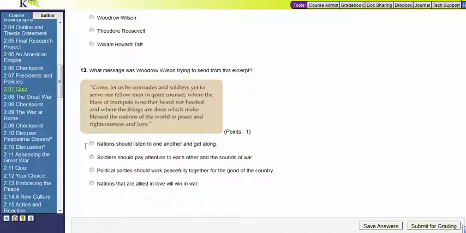Was he saying nations should listen to one another and get along? Soldiers should pay attention to each other and the sounds of war? Political parties should work peacefully together for the good of the country? Or nations that are allied in love will win in war?